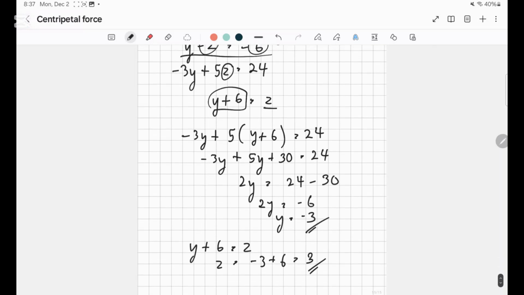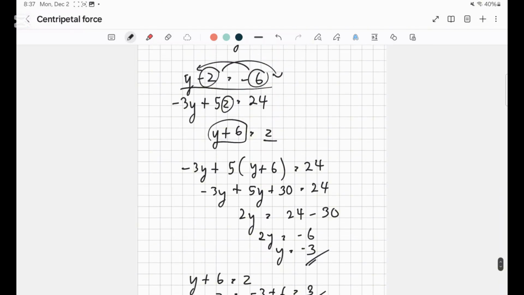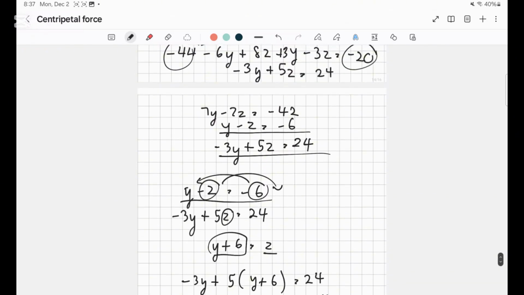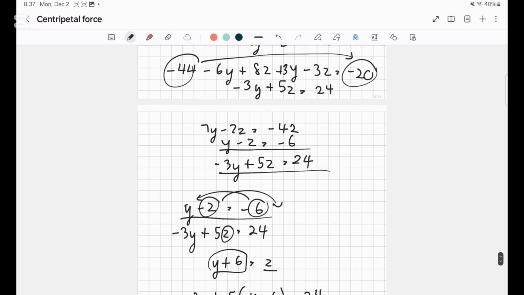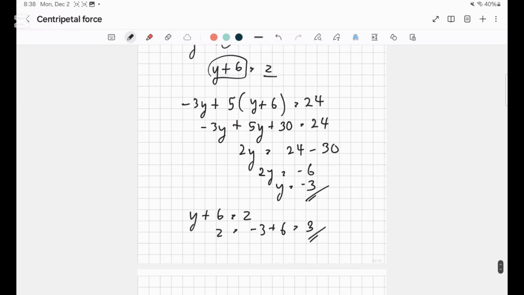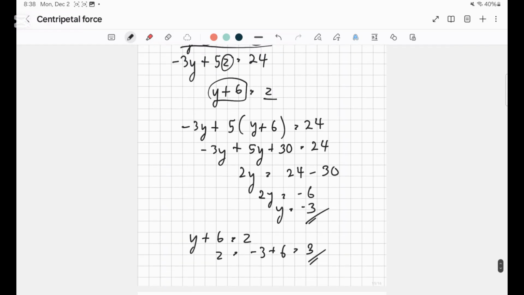So you can see the substitution method does look more messy than the elimination method. But I know you guys will prefer the elimination method, but when it comes to even more complicated questions, substitution method is the best. So yeah, it depends on your choice. So that's everything for this question.